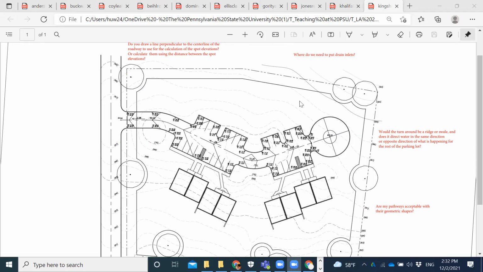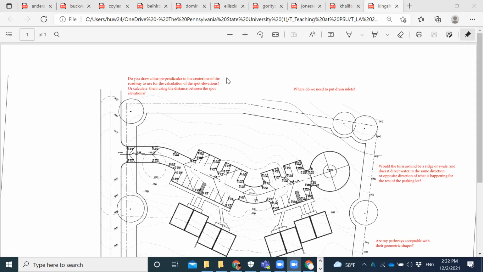Draining inlets, we have talked about it. Hopefully we picked that up during the critique. Do draw a line perpendicular to the center line of the roadway to use for the calculation of the spots. Perpendicular to the center line of the roadway.